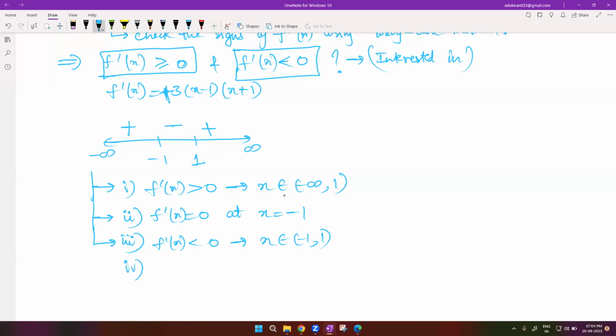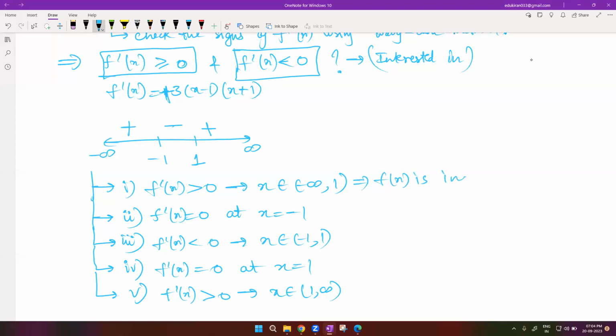If I say f dash x is equal to 0, then f dash x is 0 at x equals -1 as well as at x equals 1. Now fifth, f dash x is again positive in the interval 1 to infinity. If f dash x is positive, it means that fx is increasing. In this portion, fx is increasing.